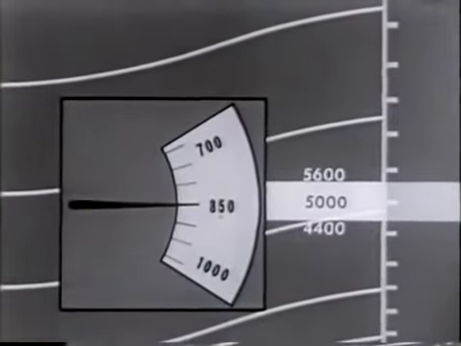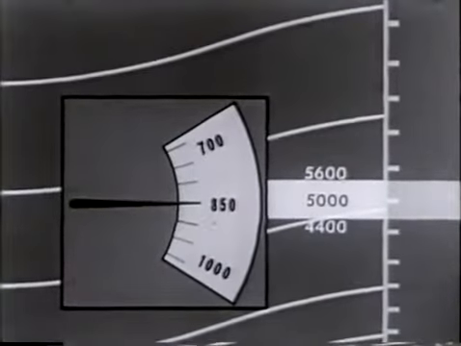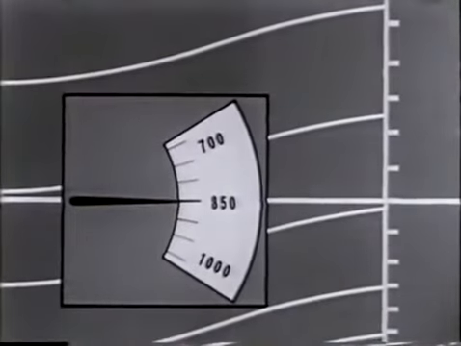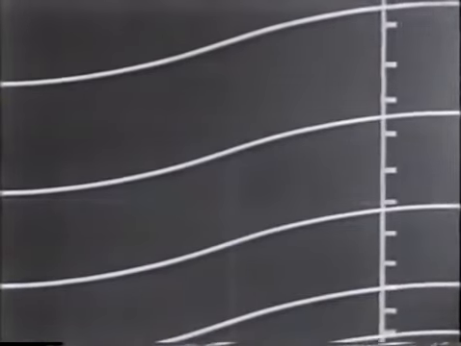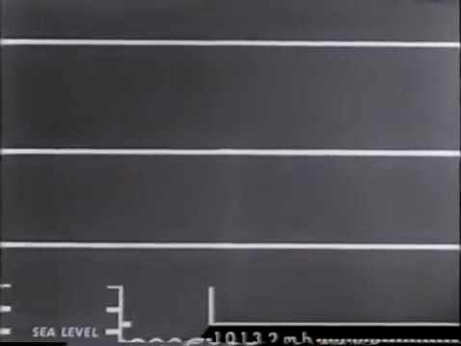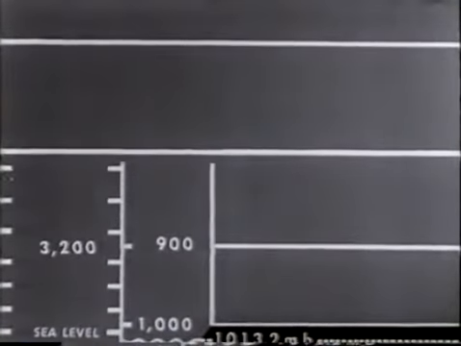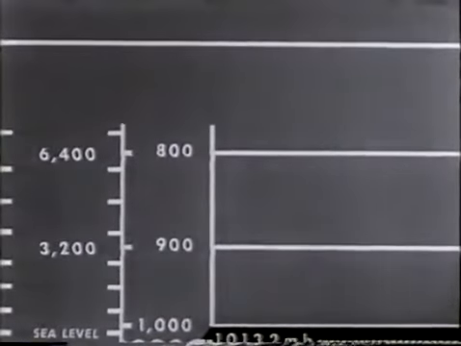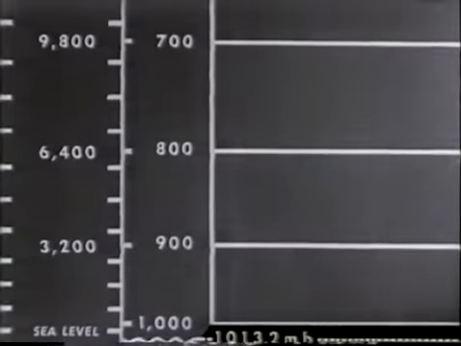The solution was found by making the instrument behave as if it were in an assumed constant atmosphere. In this atmosphere, the pressure-height relationship never varies. The sea level pressure of the atmosphere is taken to be 1,013.2 millibars. The 900 millibar level is at 3,200 feet, and the 800 millibar level at 6,400 feet. To each pressure is assigned a definite height.